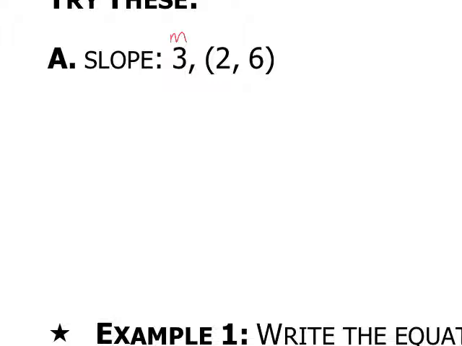And then what is this point that they give me? 2, 6. But what is that going to become in my formula? X1, Y1, right? That's what that little line underneath our formula showed us, right? Where m is the slope, X1, Y1 is a point on the line. So this is going to be X1 and Y1.